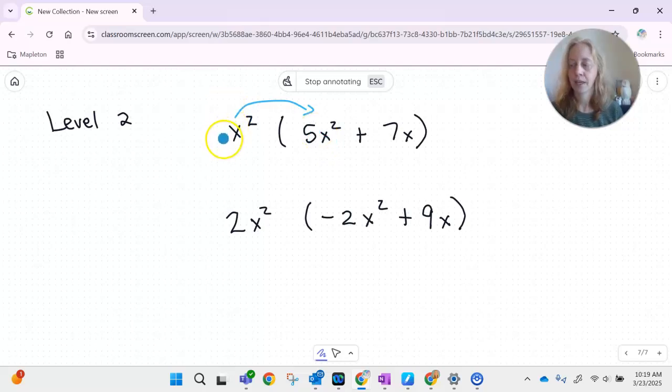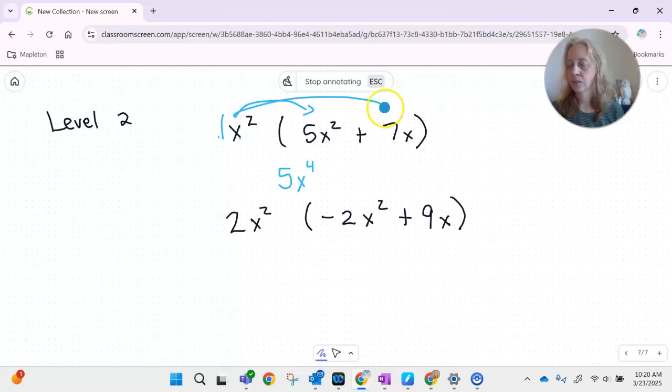So we have a silent 1 out here. So 1 times 5 is 5. And x squared times x squared is x to the 4th. We add the exponents together. 2 plus 2 is 4.